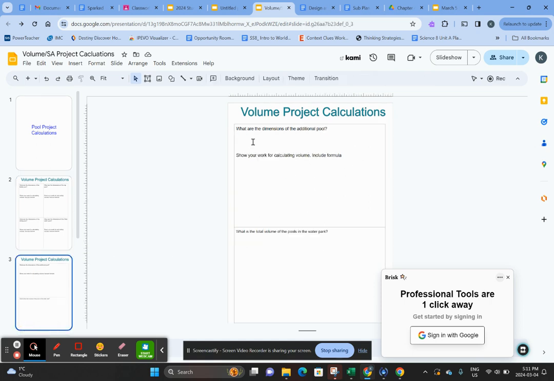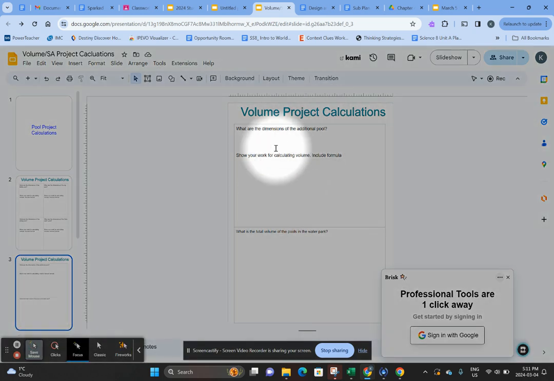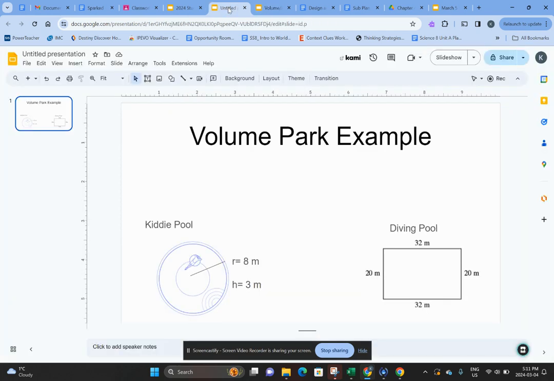On the next page, you can calculate the dimensions of your additional pool. And then calculate the total volume. So that is your first step, or you can sketch out a pool, draw a map, including all the elements, the kiddie pool, the diving pool, the restrooms, everything, and label the dimensions.